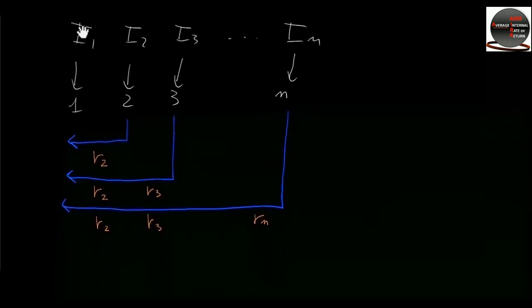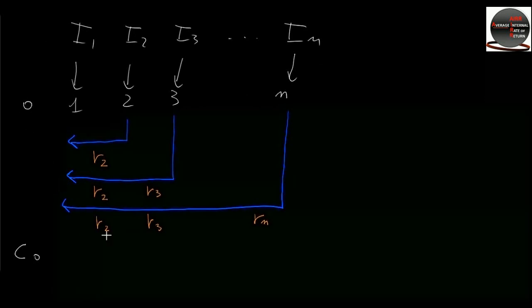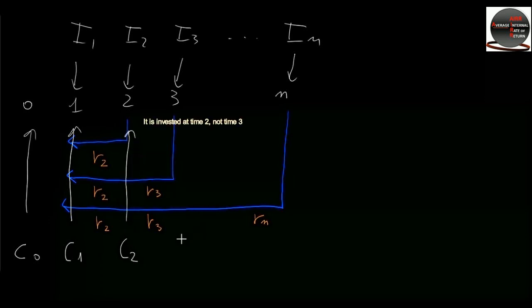As for the capital, we have the first capital at time 0, and the second capital is invested at time 1. The third capital, CF2, is invested at time 2, and so on.